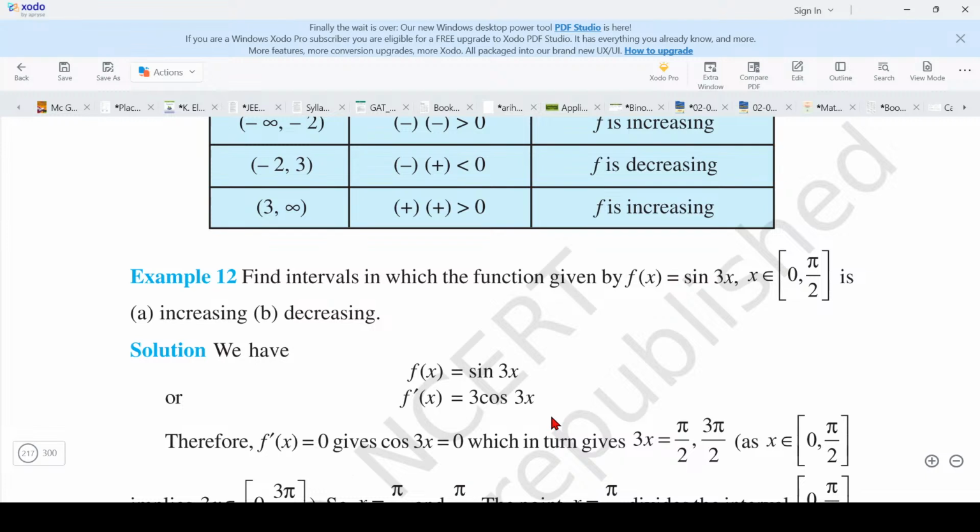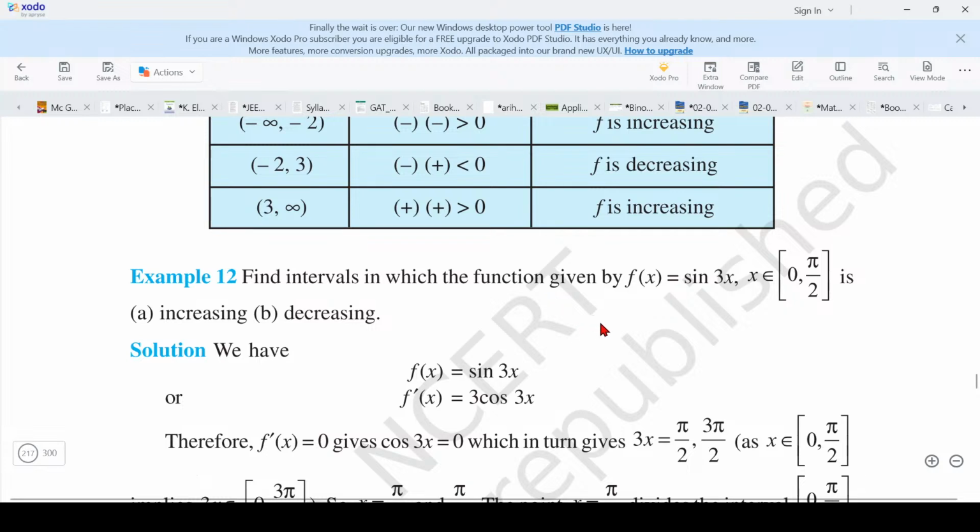X can lie between 0 to pi by 2. Did you understand the question? Sir, can you repeat? Okay, so he's asking when is this function increasing? When is this function increasing? When its derivative is positive, right? That means this one should be positive, right? If this one is positive, 3 is anyway positive, what does that mean? Cos 3x should be positive, right?